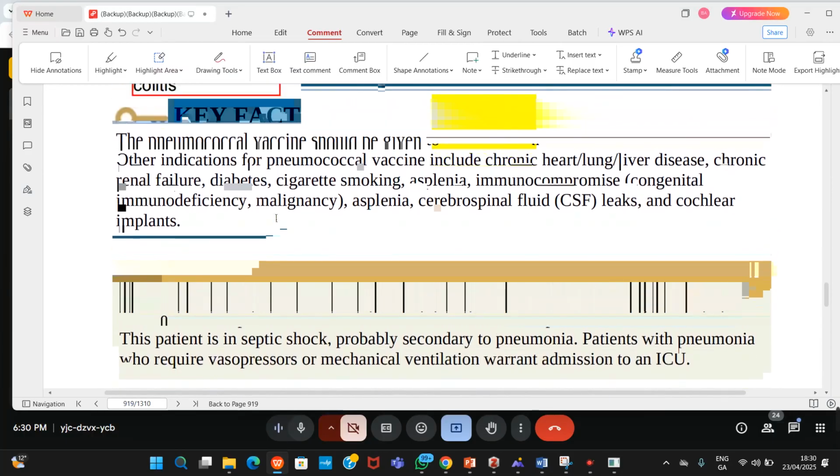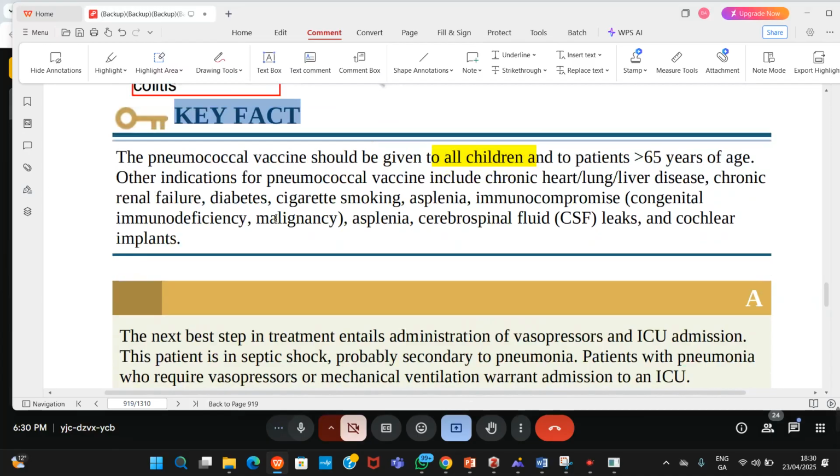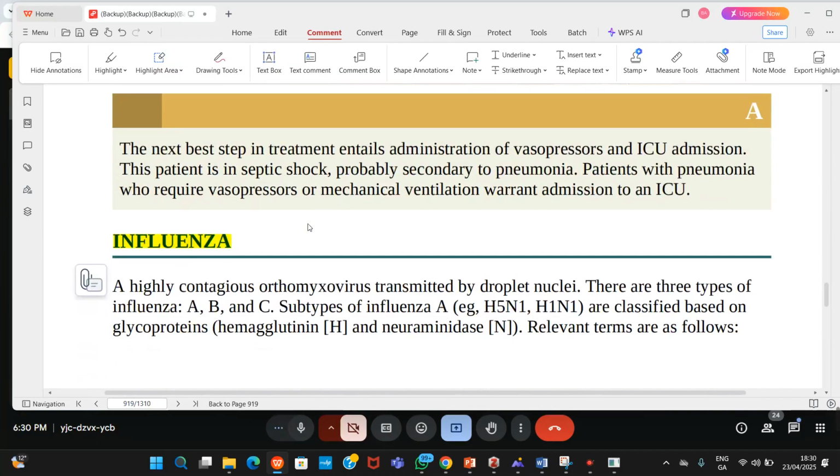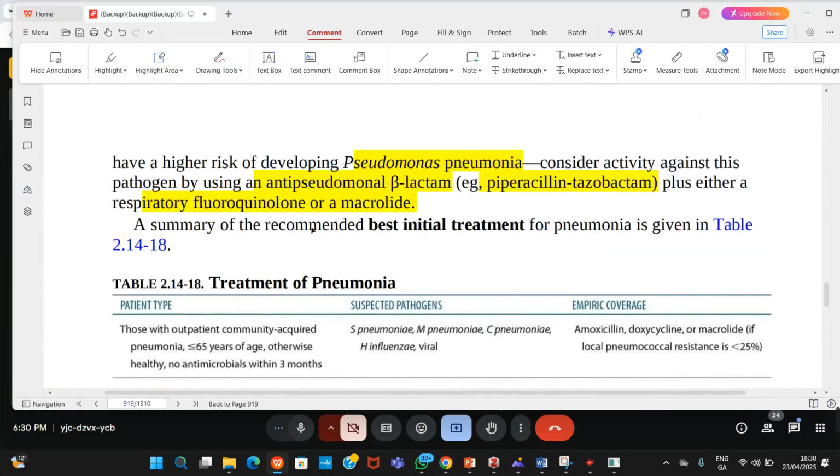Why am I saying this? Pneumococcal vaccine, so don't forget about that. Anybody with any chronic problems, smokers, asplenic patients, people with immunodeficiencies, CSF leaks, cochlear implant, give them the pneumococcal vaccine.